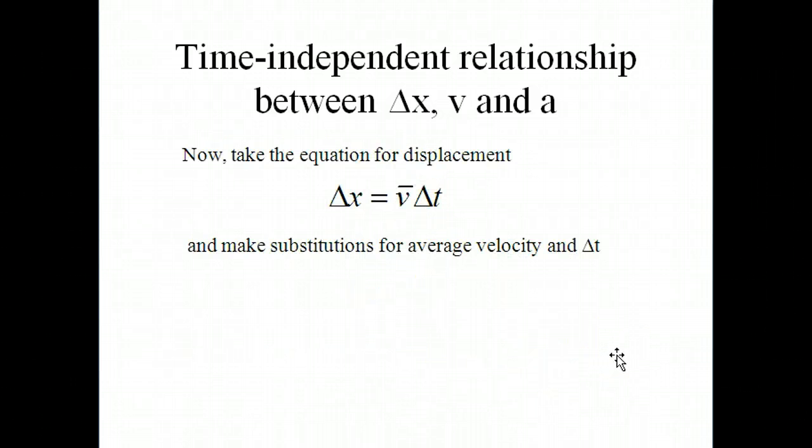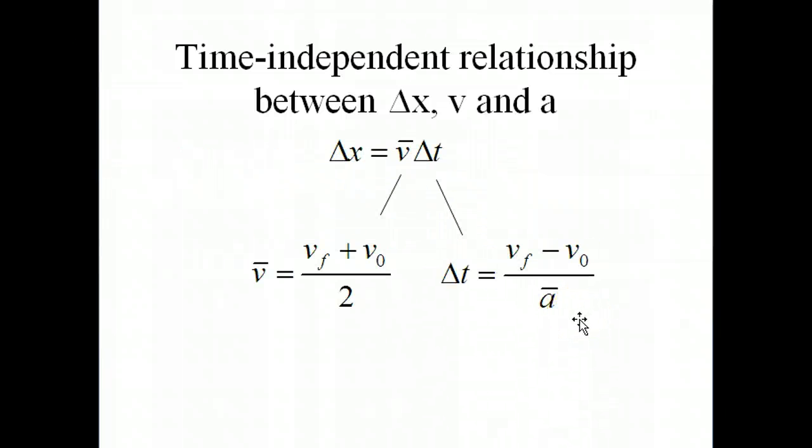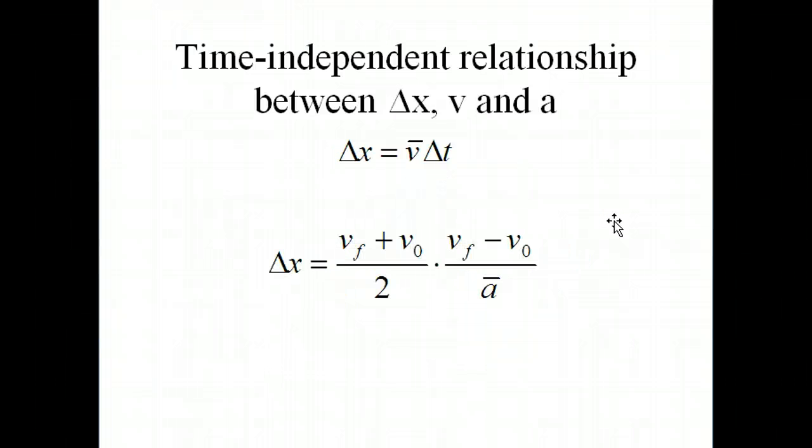In the next slide, we take the equation for displacement, delta x equals v bar, average velocity, times t, and we make substitutions. The average velocity is this new equation we just developed 2 slides ago. Delta t, we derived 3 slides ago, and we put them together in the next slide. So the displacement equals the average velocity, which is this expression right here, times delta t, which is this expression right here.